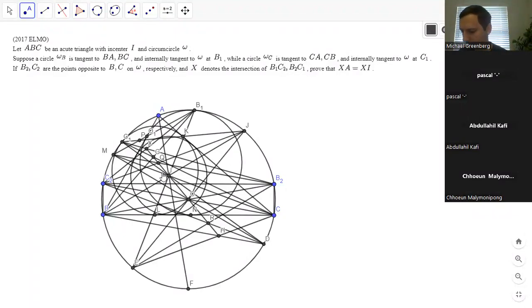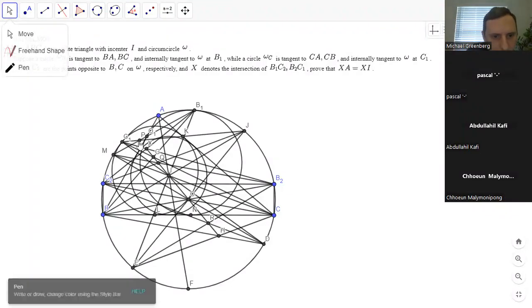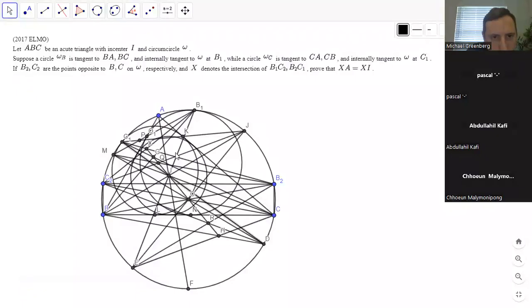So if I do C1ME and B1JD, that means that P. So ME and JD meet at O. And then C1D, yes, I think this is it. C1D and B1E meet at I. So P, O, and I are collinear.